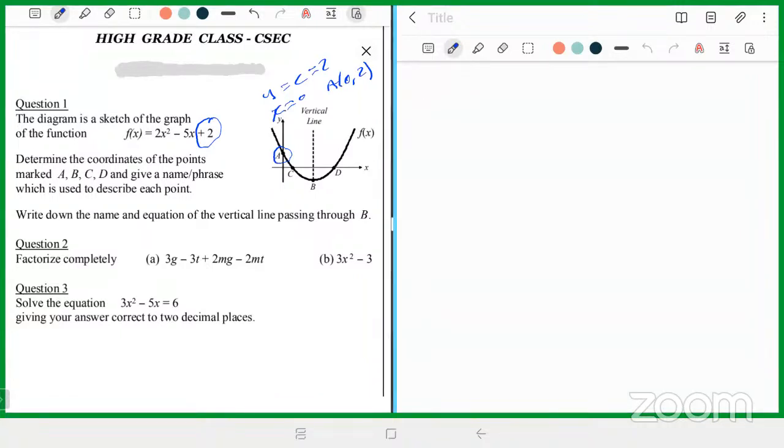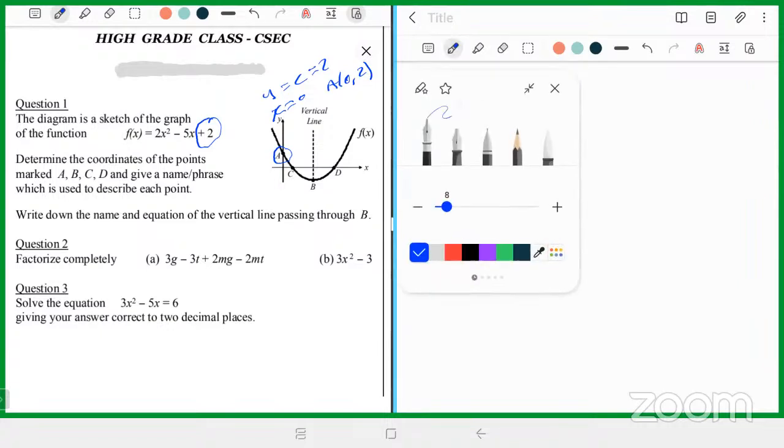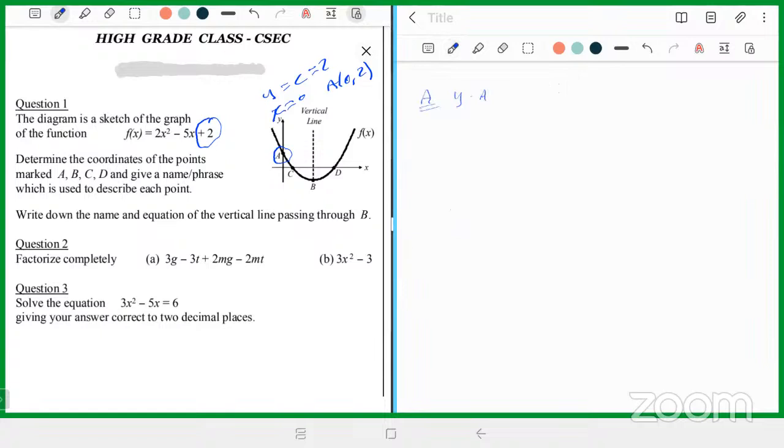Let's do it over here. So the point A is called the y-axis intercept, or the y-intercept. The point A is the intersection with the y-axis. Let's make this a little larger, a little brighter. Let's go again. So A, we're going to call it the y-axis intercept. And note how it is spelled, intercept. It's a point of intersection with the y-axis, but it's called an intercept.